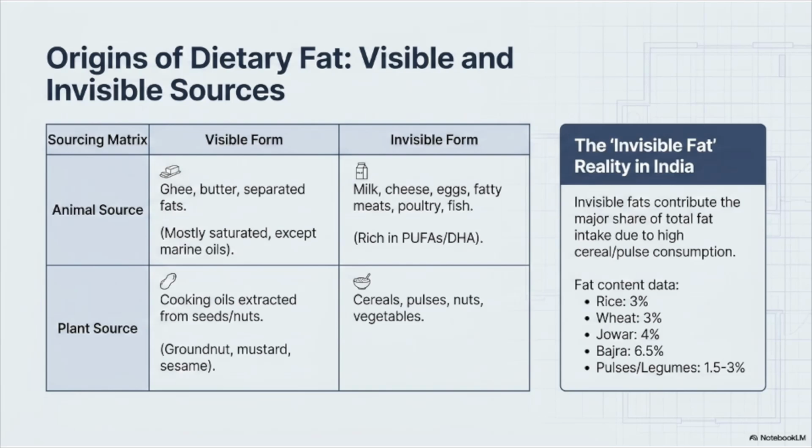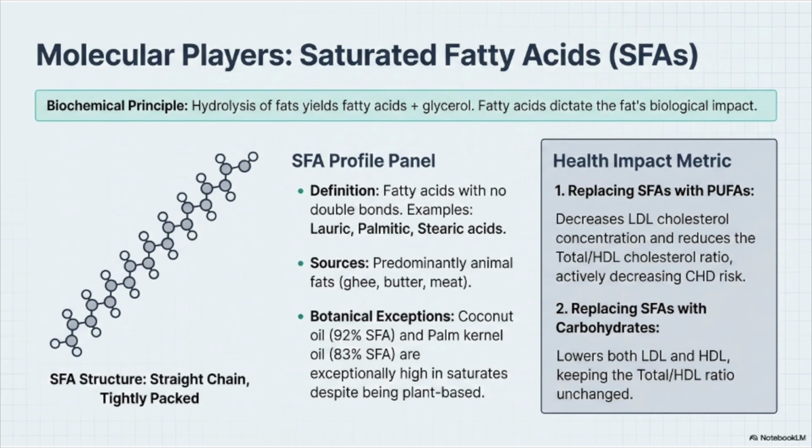From plant sources, visible fat includes cooking oils extracted from seeds and nuts like groundnut, mustard, and sesame, while invisible fat is found in cereals, pulses, nuts, and vegetables. In India, invisible fats contribute the major share of total fat intake due to high cereal and pulse consumption. For reference, rice contains about 3% fat, wheat about 3%, jowar about 4%, bajra about 6.5%, and pulses and legumes between 1.5 to 3%. Now let us look at the molecular players, starting with saturated fatty acids.